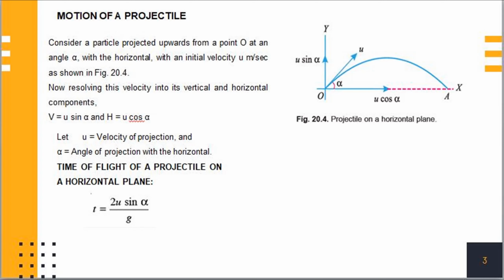Let u be the velocity of projection and alpha be the angle of projection with the horizontal. Therefore, we have time of flight of a projection on the horizontal plane. We have a formula t is equal to twice u sin alpha divided by g.